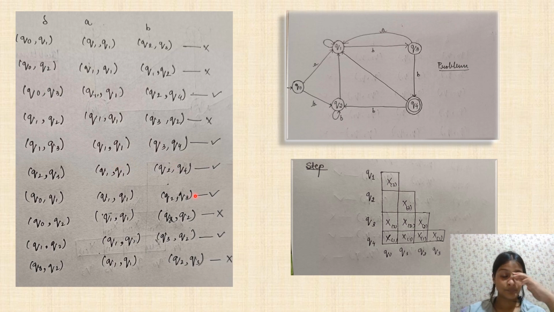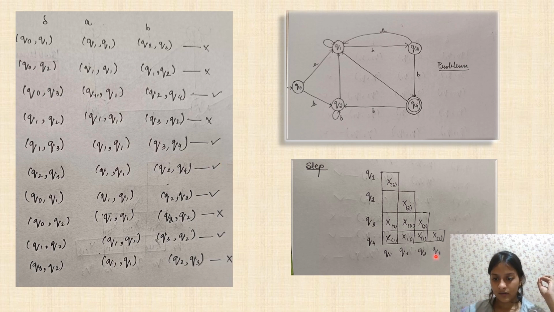Q2 at B, as I can see, it's not going anywhere. It's a self loop. So yeah, we'll be writing Q2 as it is. Q3 at B, where is it going? Q3 at B, it's going to Q4. So yeah, Q2 and Q4. Need to check this pair, Q2 and Q4. Is Q2 of Q4 marked? Yes, it is marked. So yeah, we will be marking over here.